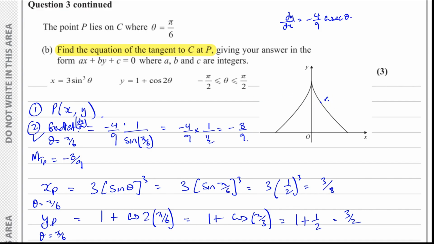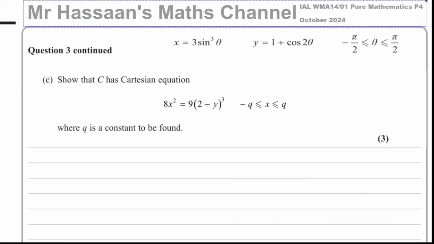Anyway, so now question part C. This is where we have to show that the Cartesian equation for this parametric is 8x squared equals 9 times 2 minus y cubed, where x is between minus q and q, and we have to also find what the q is here, which is like the domain of this function. Okay, so we're going to go through this question here. So how do I make the Cartesian equation? What you have to do is find a way of linking these together.